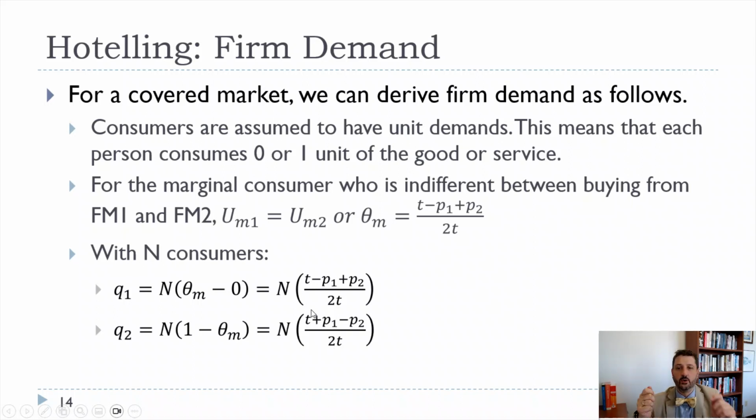So basically, in order to solve any of these models, you just set the two equal, find that indifferent consumer, and then you can use that in order to find Q1 and Q2. And they'll split the market, and that's a common finding.